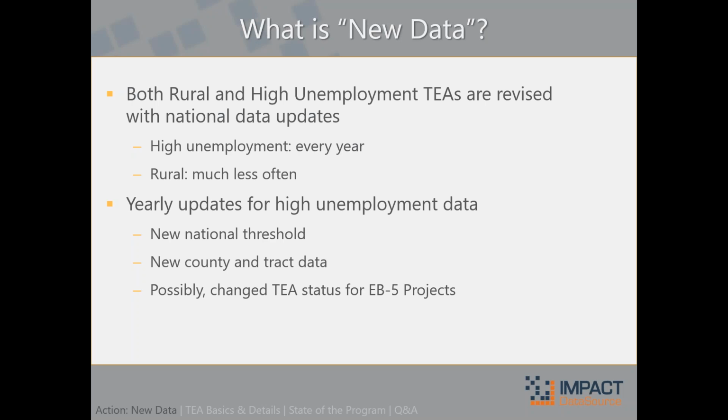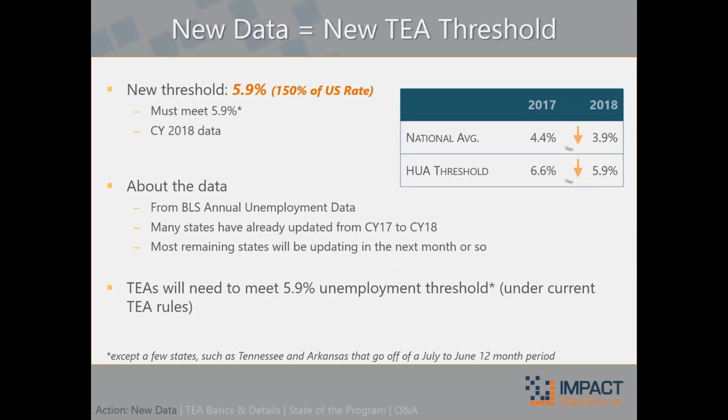This is where we talk about the yearly, annual updates that the states will be doing or already have done. It's really important that we stay on top of everything, because it can impact your TEA status for your EB5 project as the data changes from year to year. For the high unemployment TEAs, the rules are you still have to find a TEA that hits 150% of the U.S.